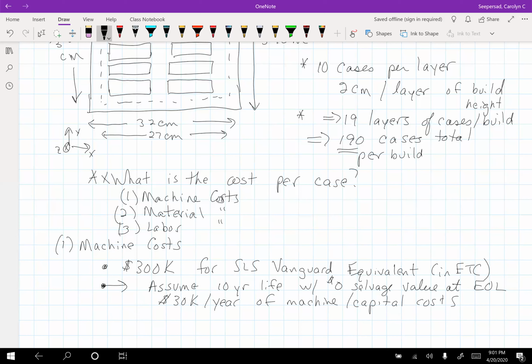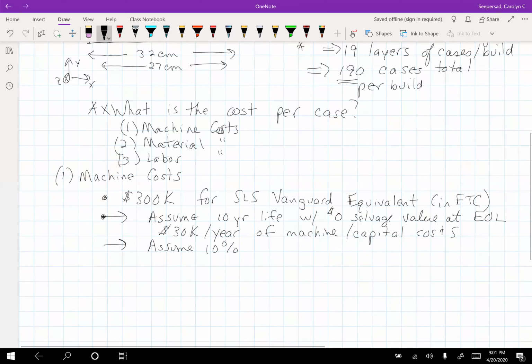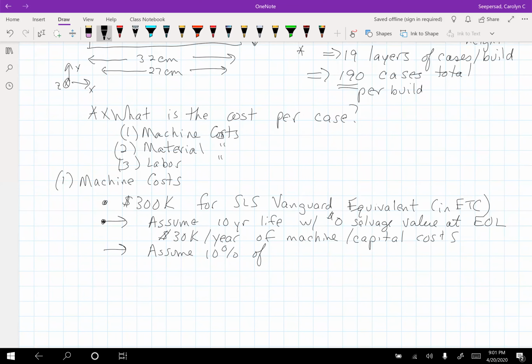Okay. The next thing we have to do is assume a 10% of machine cost for maintenance. This is regular maintenance, making sure that seals work and are replaced regularly, that the laser windows are clean, that the laser is calibrated, the IR sensors are calibrated. And so that's going to be another $30K per year of maintenance costs.